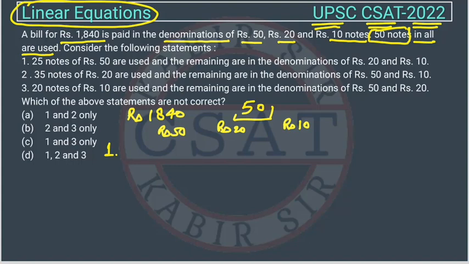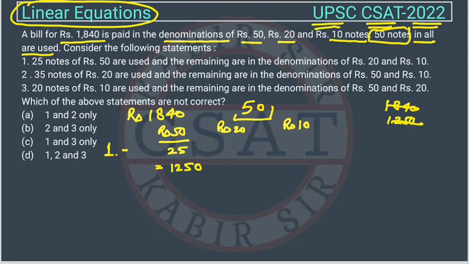So the quantity of every note, right? In the first case, 25 notes of the 50 notes are of rupee 50. So rupee 50, how many? 25 notes, right? And the remaining are in the denomination of 20 and 10. The amount will come 25 fives are 1250. So this is the total amount, right? Because this will be 25 into 50. So how much is remaining? The remaining amount is 1840 minus 1250, right?